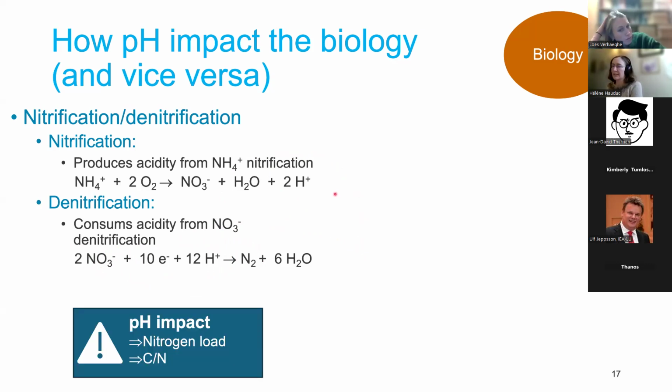That means that if our process is unbalanced, for example with a very high nitrogen load and higher nitrification than denitrification, or not enough carbon for the denitrification, then we may accumulate acidity, which means that the water will be acidified and the pH will drop.